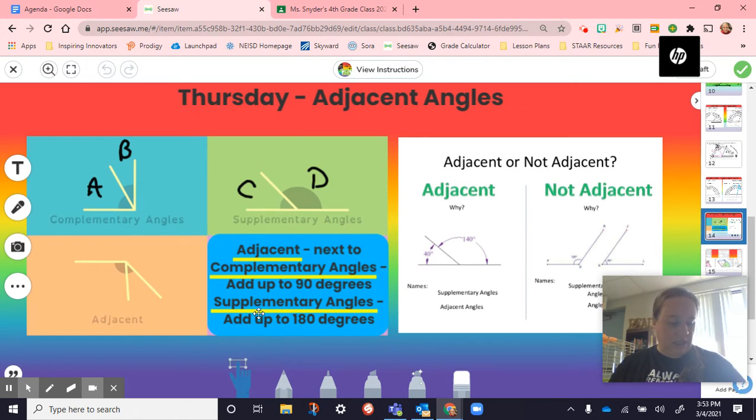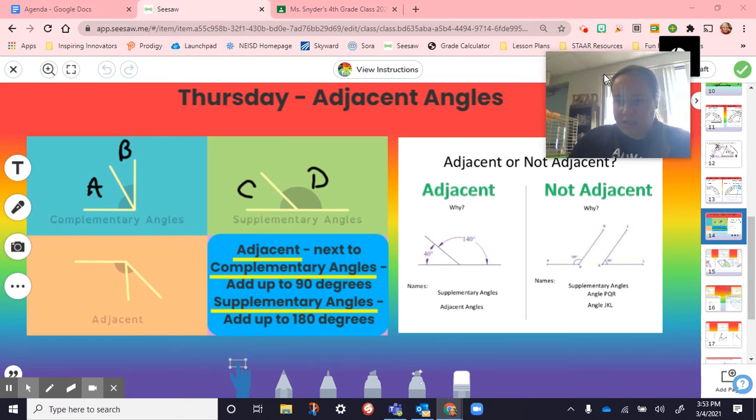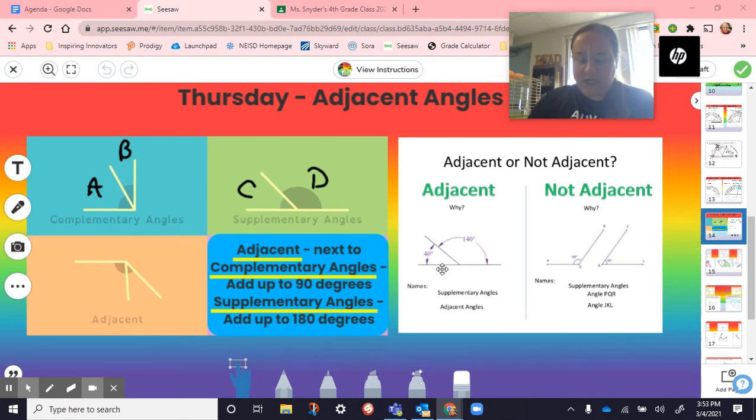So there's 3 new words that we are going to learn today. So the first one is adjacent, and adjacent just means next to. Here's an example of angles that are adjacent because these are next to each other. So this 40-degree angle is right next to the 140-degree angle.